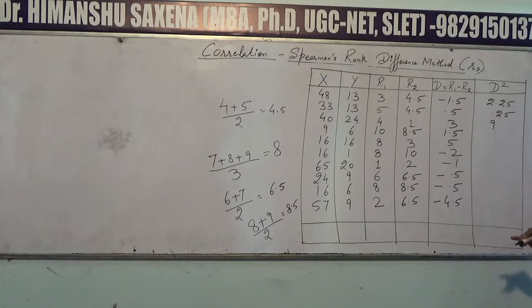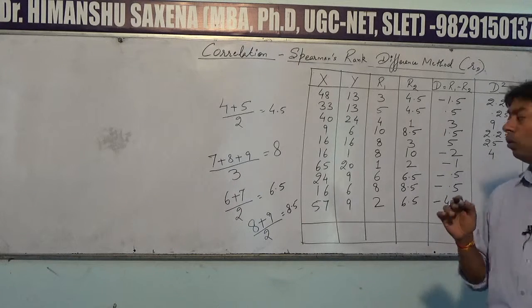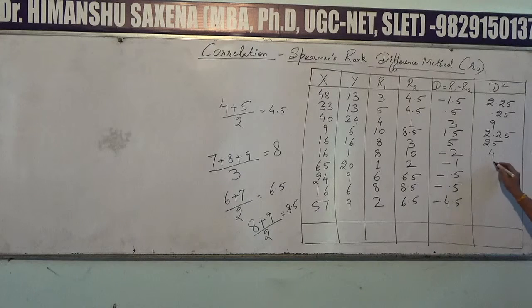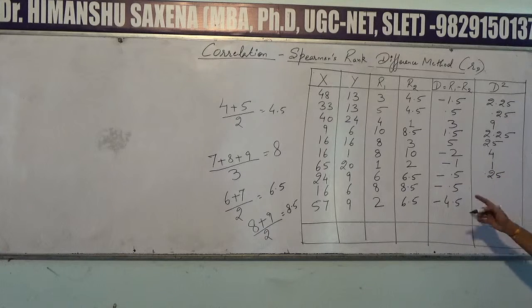3 square will be equal to 9. 1.5 square will be again 2.25. 5 square will be 25. Minus 2 square will be equal to 4. Then minus 1 square will be 1. Minus 0.5 square will be 0.25. Again minus 0.5 square will be 0.25. And minus 4.5 square will be 20.25. Now please add up all these values to get the value of summation d square.